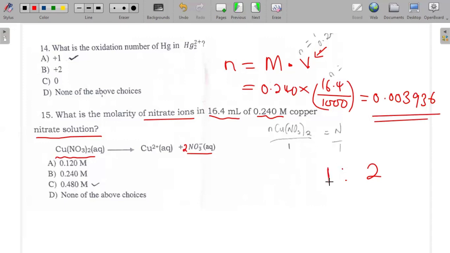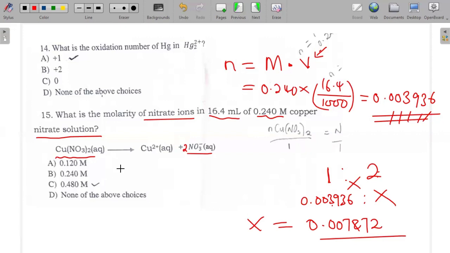Okay, so if I have 1 mole of copper nitrate, I have 2 moles of the nitrate ions. What if I have 0.003936? Here I have X, so I'm going to cross multiply. My X will be equal to 2 multiplied by this. So multiplied by 2, what am I going to get? I'm getting 0.007872. And I cannot see it here.